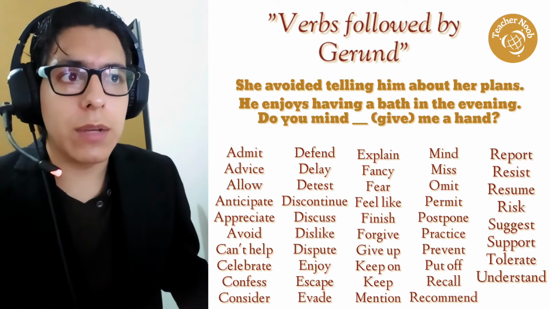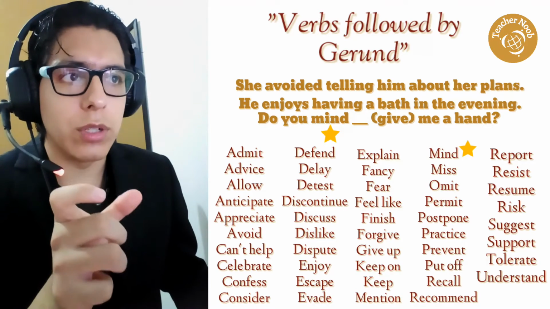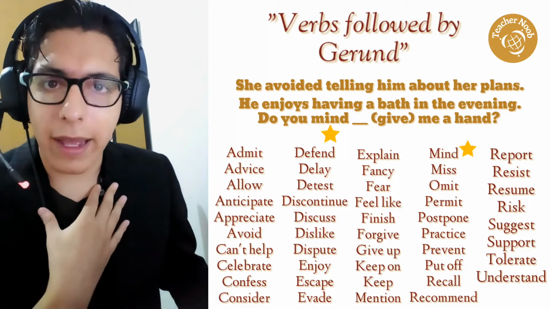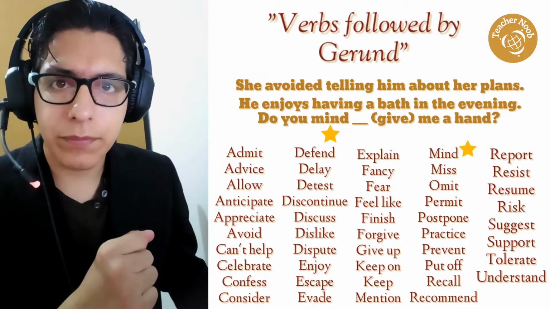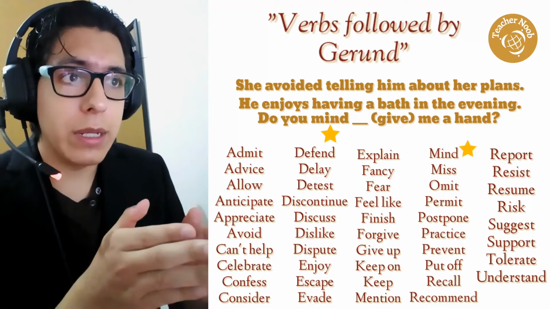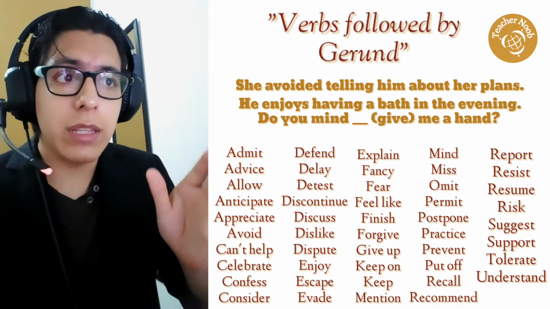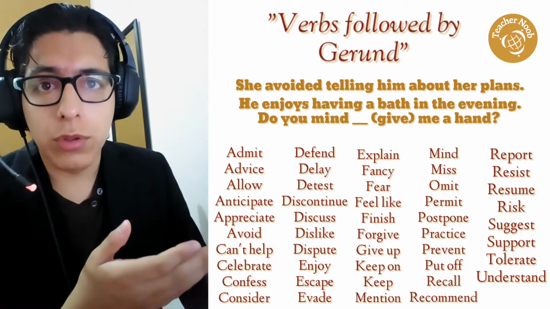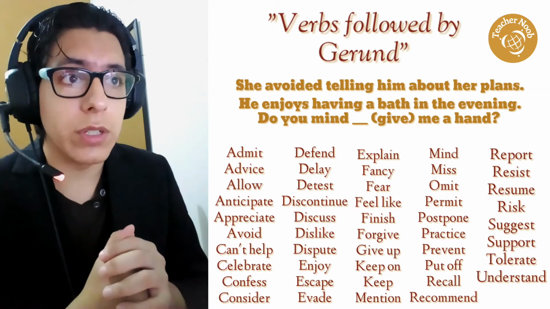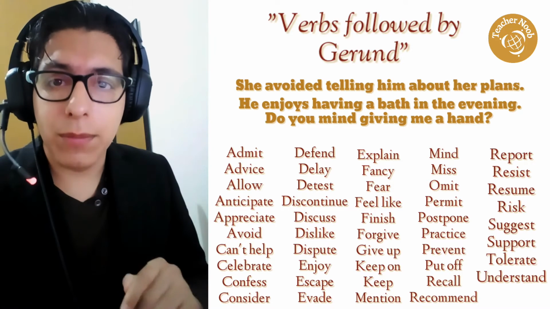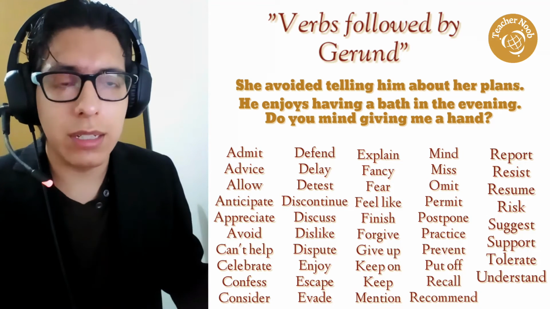This is a question. For example, do you mind? The option in parentheses is give me a hand. We have to change the verb give. Check the list. As you can see, we have mind. So when you create the form, the next verb, the one after this, is going to be in ing form. So, do you mind giving me a hand? If you say do you mind to give, it's incorrect.